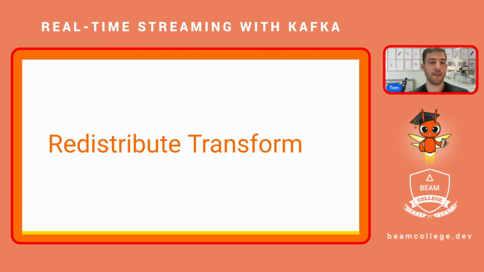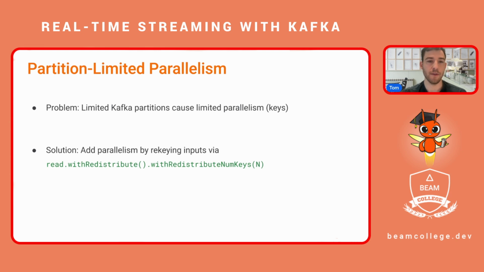Moving on, we'll now discuss the first of a few ways the Beam runner can help optimize reading from Kafka. First up is the redistribute transform. Let's discuss a common challenge with Kafka and how to address it. The problem is that limited Kafka partitions often result in limited parallelism in data processing. To elaborate further, Beam parallelizes the Kafka source into multiple processing keys, which is derived from the number of partitions. This means that the number of parallel threads processing Kafka input is directly tied to the number of partitions in your topic, potentially causing bottlenecks.